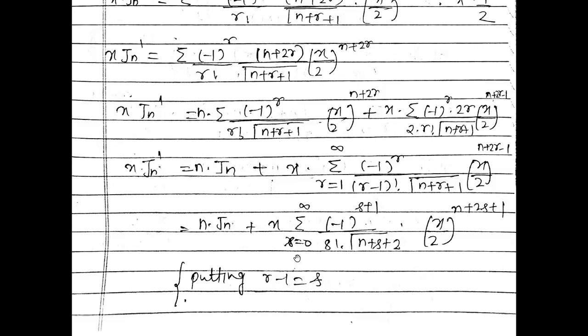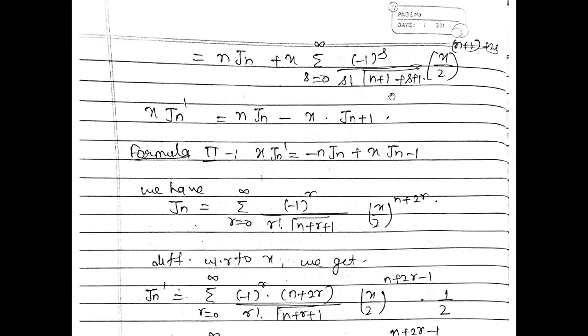So summation r equal to 1 to infinity, (-1) to the power n, s plus 1. What we are doing here is putting r minus 1 equal to s. When you put r minus 1 equal to s, then what will we have? Summation s equal to 0 to infinity, that means s will be here. So s equal to 0 to infinity, (-1) to the power s plus 1 upon s factorial, n plus 2x by 2 to the power n plus 2s plus 1. Right?